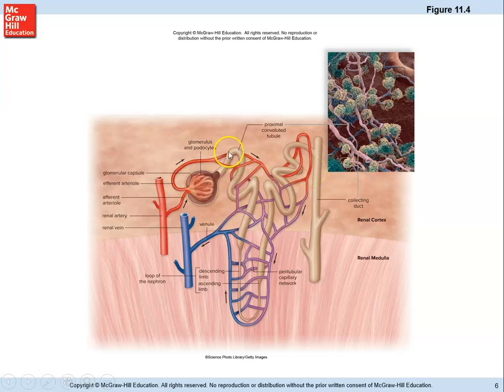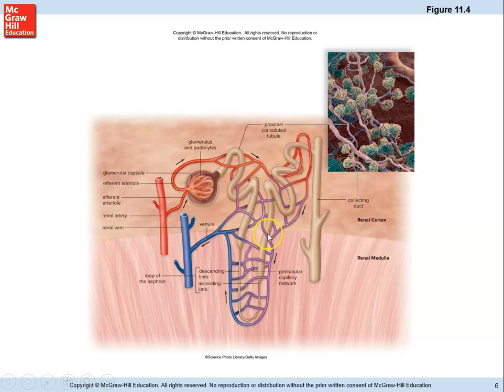From the glomerulus, it's going to go into a series of tubes. The first one here is the proximal convoluted tubule, and that name sounds a little bit convoluted too, but it's simply saying closer tube that is twisted and convoluted. Proximal means closer to, and convoluted means twisted all about. So it's a tube that is closer to, in this case, the point of origin of the glomerulus and is twisted all about. Then it goes from there to the nephron loop.